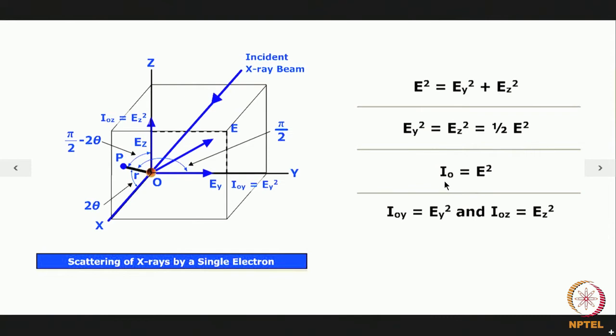So, we know that intensity is the square of the amplitude. So, if the electric field amplitude is E, we can write I0 is equal to E square. So, we can write I0y, the intensity of the field along the y direction, is Ey square, and I0z, the intensity of the electric field in the z direction, is Ez square.